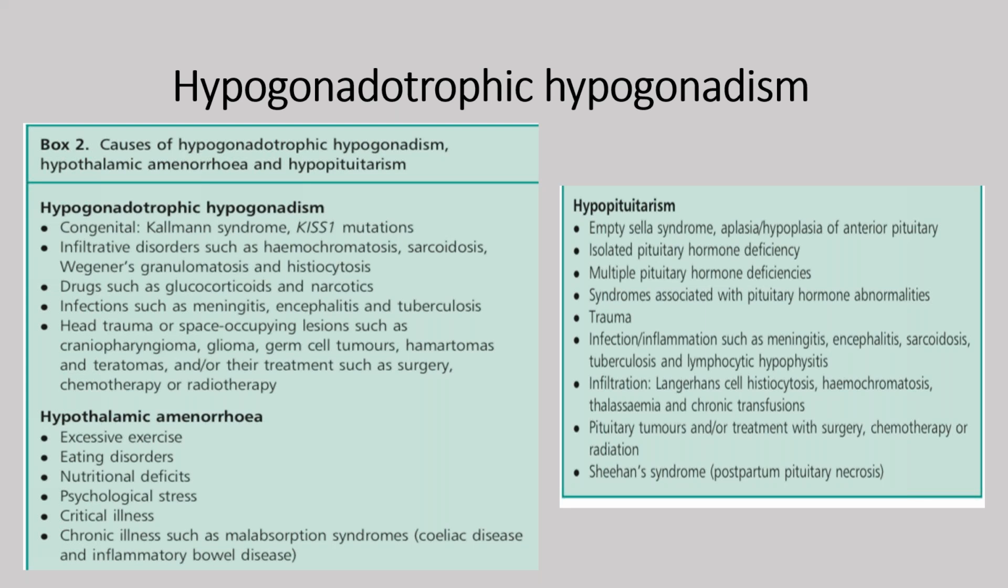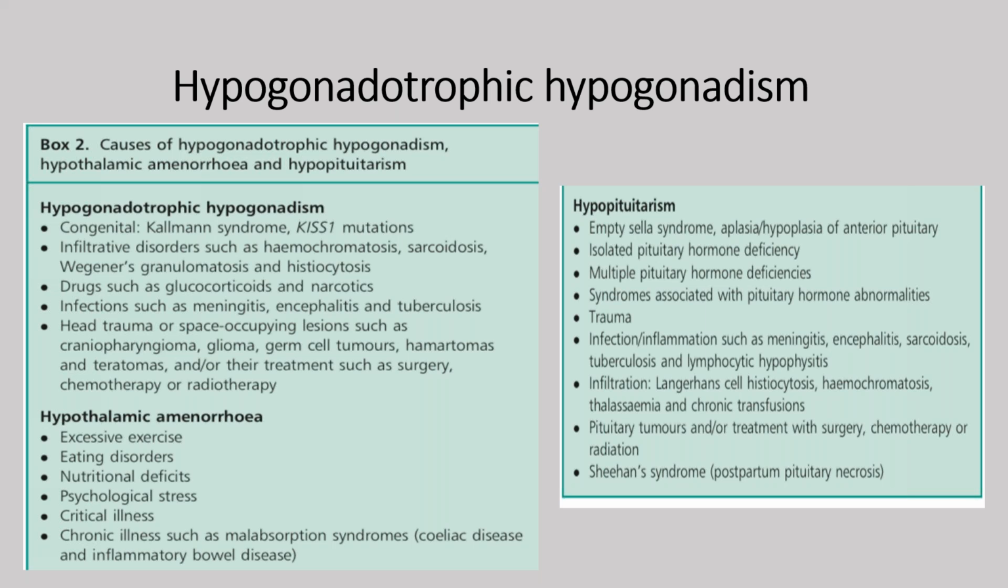Now we come to the next category, that is hypothalamic amenorrhea. This is considered to be a neuroendocrine disorder. It is caused by low energy levels and deficient leptin levels. These are predominantly not exactly hypothalamic causes, but other causes acting through the neuroendocrine axis, that is through the neurotransmitter level, and causing an effect on the hypothalamus. Examples are excessive exercise, eating disorders and nutritional deficits like anorexia nervosa or bulimia nervosa, psychological stress, critical illness, and chronic illness such as malabsorption syndromes like celiac disease and inflammatory bowel disease. All these things lead to hypothalamic amenorrhea. They are classified into hypothalamic amenorrhea.